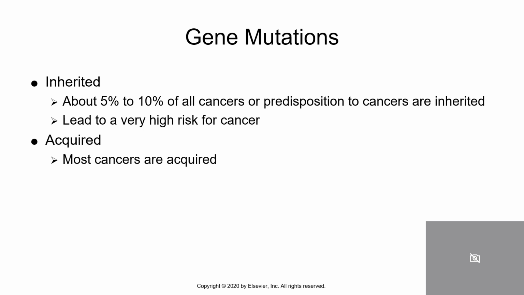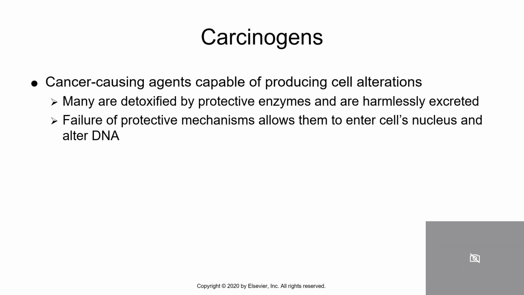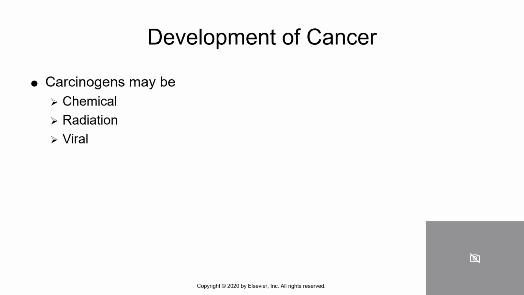Sometimes these gene mutations are inherited. Most of the time they're acquired. And when they're acquired, they're as a result of a carcinogen. Carcinogens are those cancer-causing agents that can produce changes in the cell. They can make the cell behave differently than it's supposed to behave. They can be chemical carcinogens, radiation, viral carcinogens.